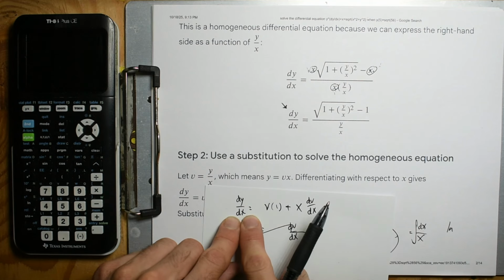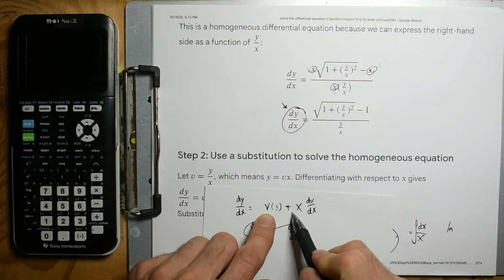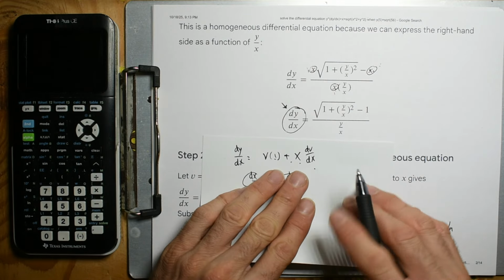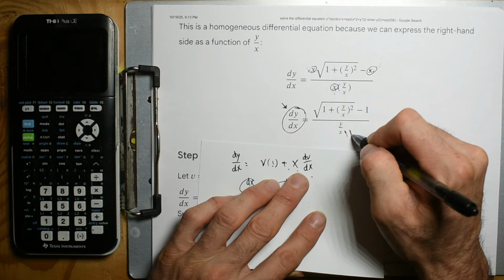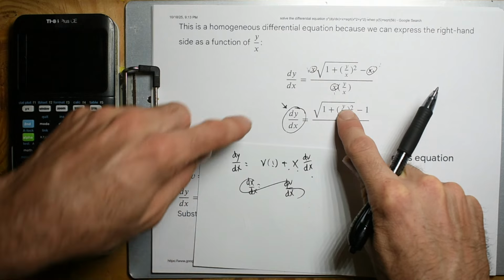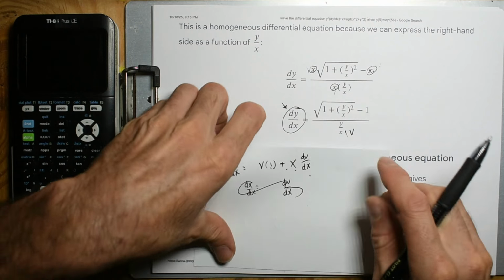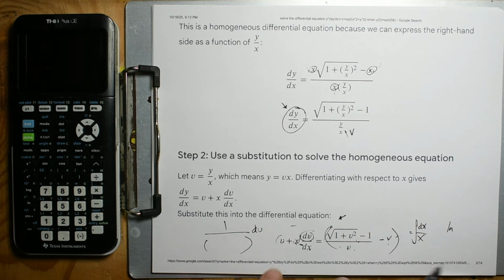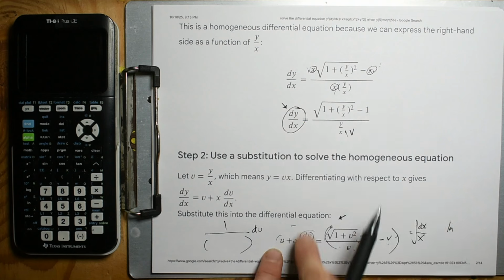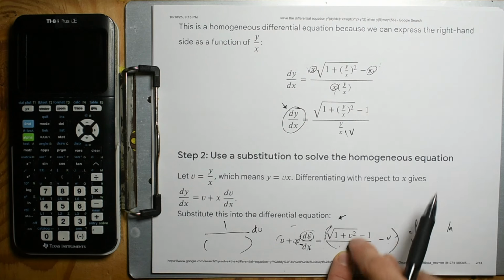So this is dy dx. Right here in this location we have v plus x dv dx. And that's what we're trying to do, because this value right here is v. So now we have v. And then this is v plus x dv dx. And so that's the whole process, is to get this. So this value was right there. And then we just solve for that. The v's go in there.